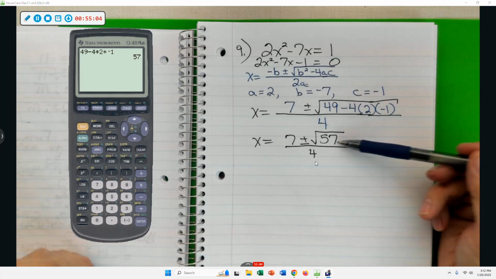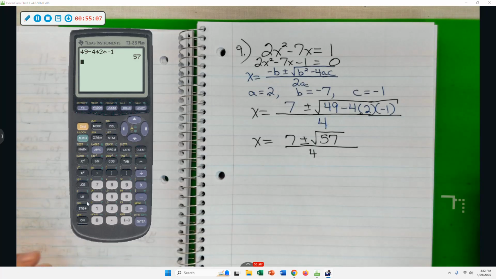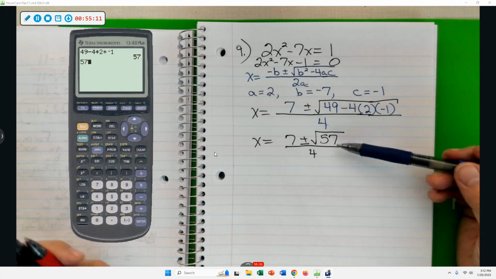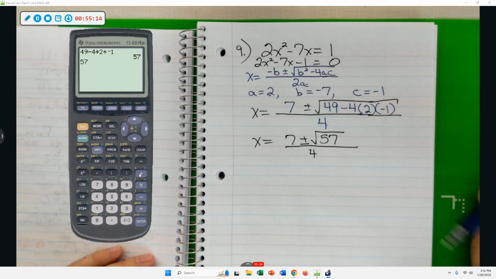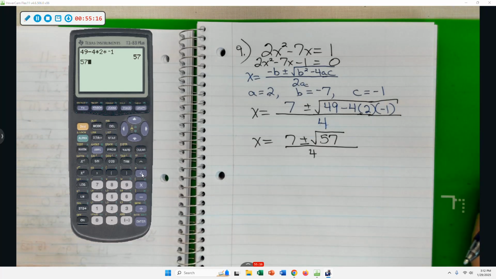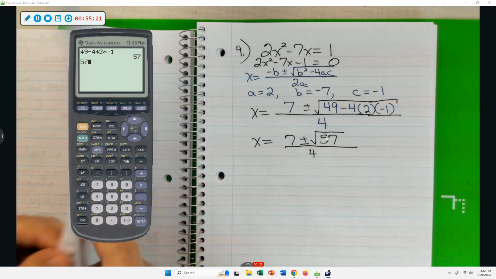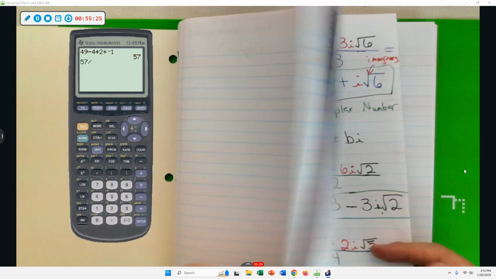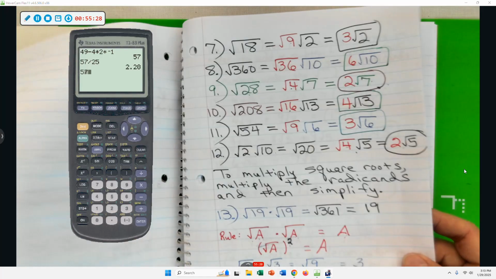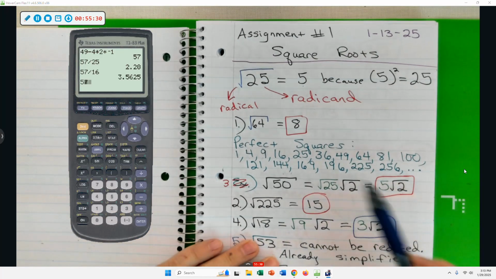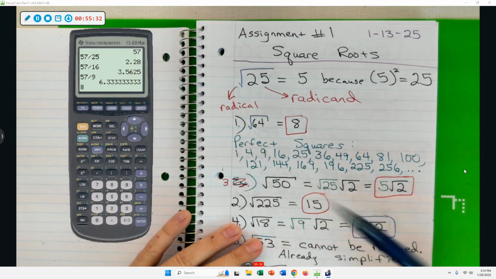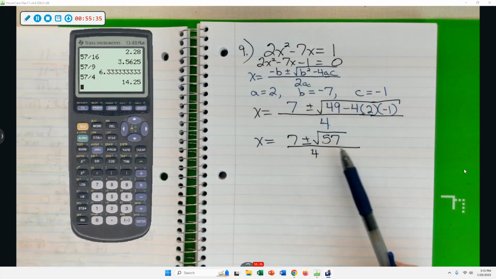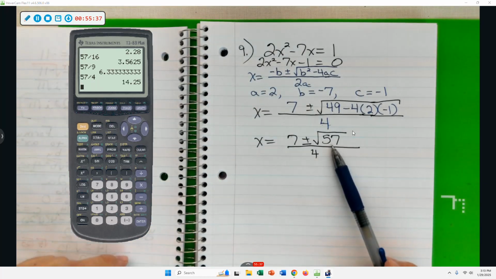So, can we reduce the square root of 57? My first thought is no. I'm thinking of the factorization of 57. Isn't that just 3 times 19? There's no other numbers that multiply together, certainly no perfect square. Where's my list of perfect squares? It's up to 25. No. 16, no. 9, no. Certainly not 4. So that means we can't reduce the square root of 57.